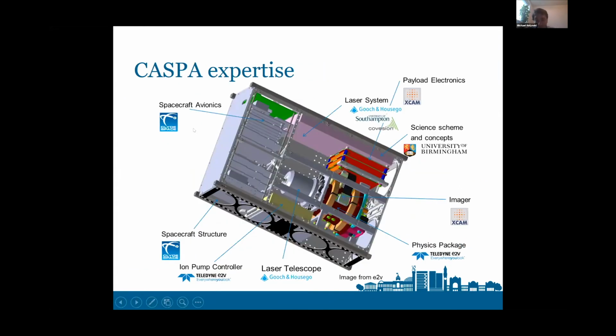So we brought in, I've already said a bit about the partners, so I won't say too much, but I'll talk a little bit over the design. This is the overall payload design for CASPA. So we have here the main physics package, and I'll talk about the technology choices there in a moment. This is the telescope here. There's a fiber which isn't easily seen on the diagram, but it comes round to here. This is connected to the laser system, which is this pinky purpley box here. That's interfaced with these payload electronics, which do all of the control. These are built by XCAM. And that all fits into this overall spacecraft structure, where 2U of the 6U is taken up by the platform avionics from Clyde Space.